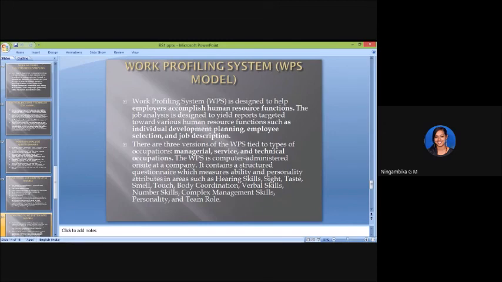So it contains a structured questionnaire which measures ability and personality attribute areas such as hearing skills, sight, taste, smell, touch, complex management skill, personality, and team growth. So these are the different types of attributes. They can check and analyze it in this model, that is the WPS model.